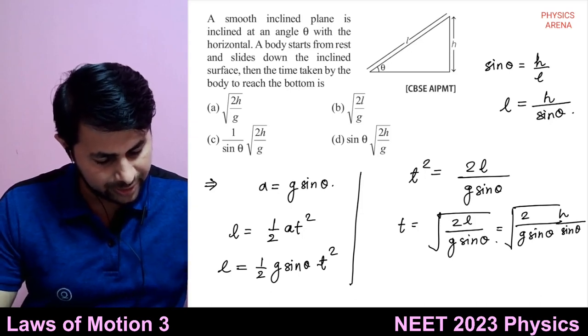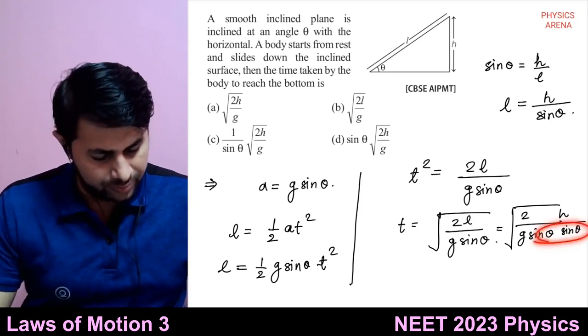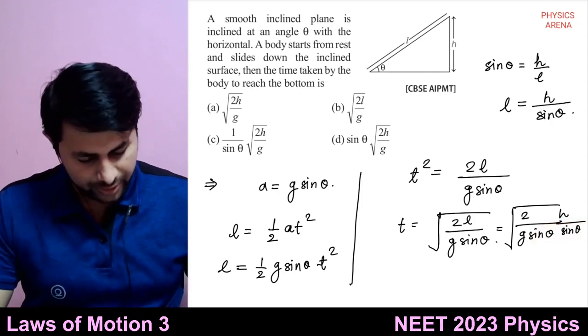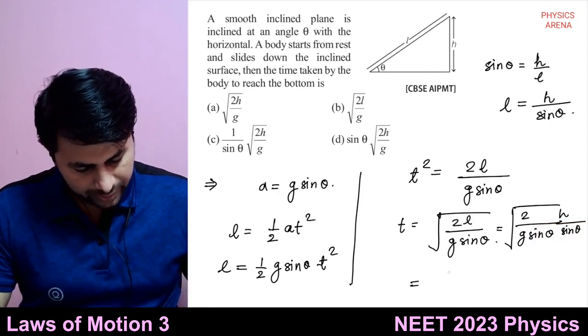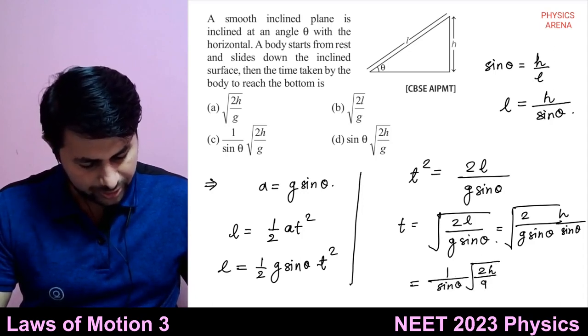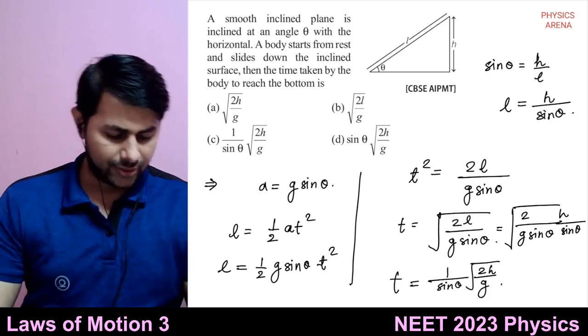So it will be sine theta square. For the square root, sine theta you can take outside. Yeah, it is option C. So 1 upon sine theta multiplied by the square root of 2h upon g. This is the answer. Okay, good.